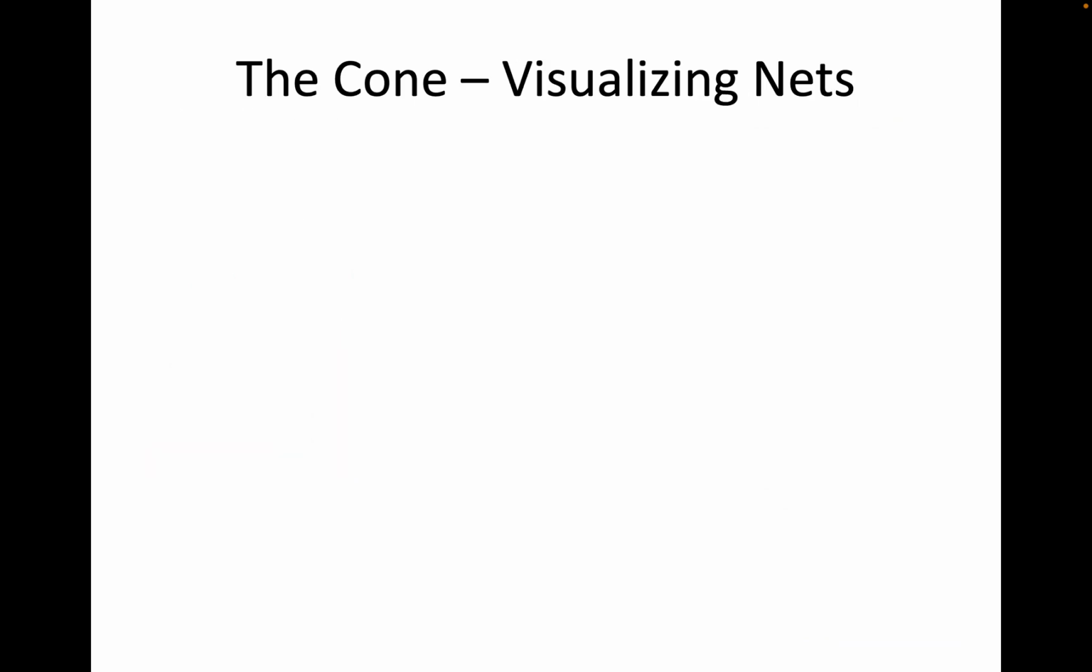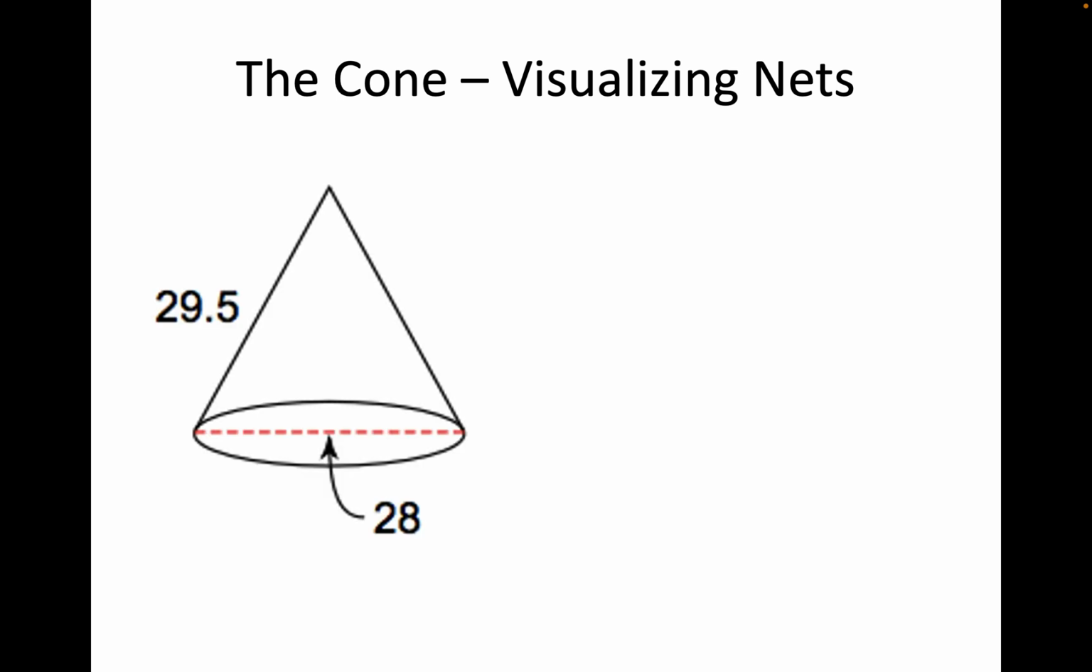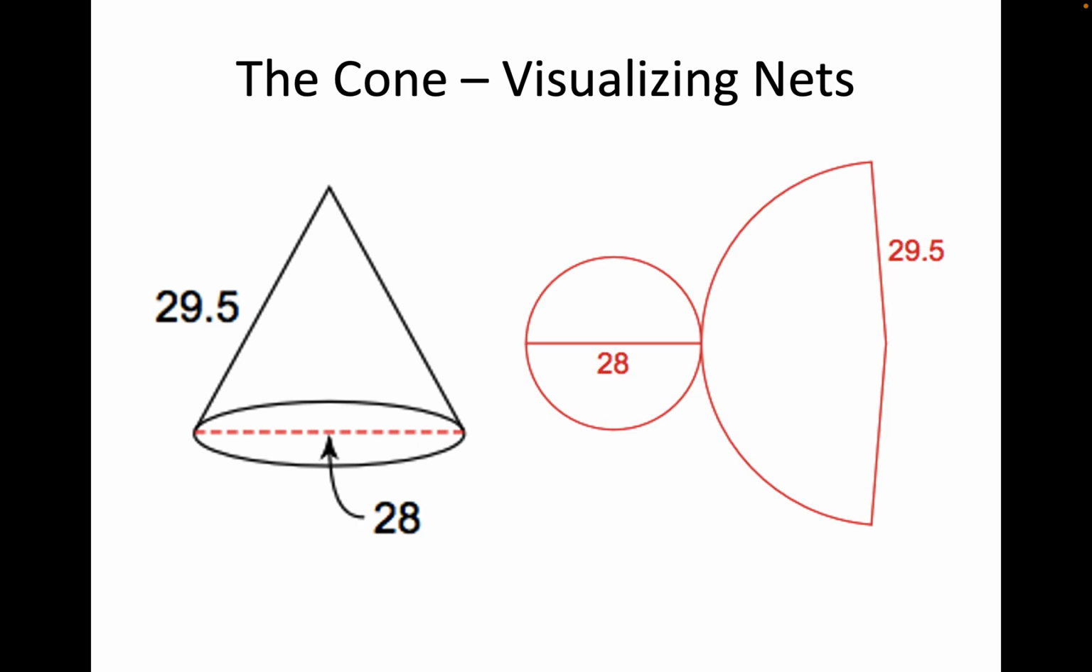When you're visualizing cones, when you're doing the surface area of cones, it can be helpful to visualize a net of the cone. So if I have this cone here with a diameter of 28 and a lateral height of 29.5, if I were to make a net of that and flatten it out, you can see on the left-hand side the base circle of 28, and on the right-hand side is the lateral area. That's that odd-looking shape, looks kind of like half a circle, but not quite, with a side of 29 and a half.